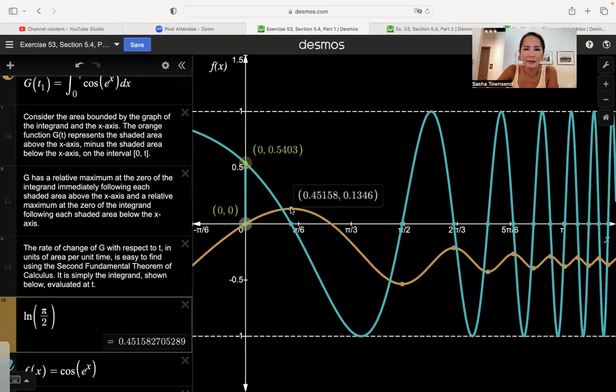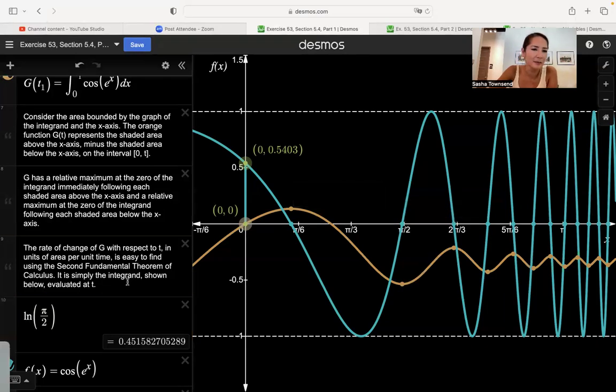And then the net area function is at a relative max, because at that point, instead of adding area, we start subtracting area, because the original function starts to be negative. And we're subtracting area until we get to natural log of 3 pi over 2, which is at 1.55. And so we have a relative minimum, and then we start adding area again, so the net area function starts to increase.